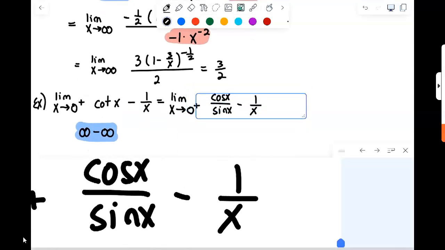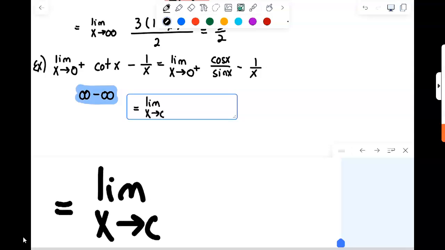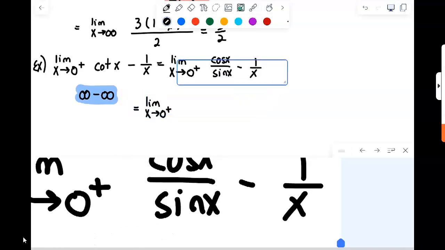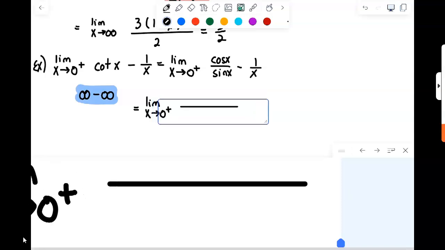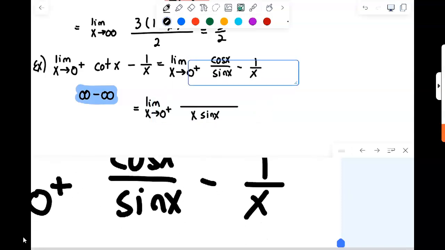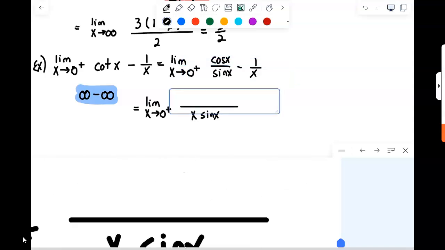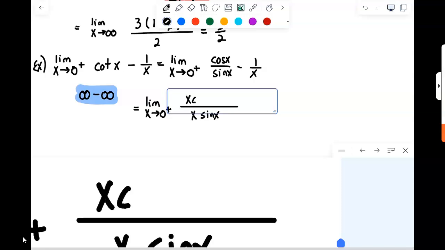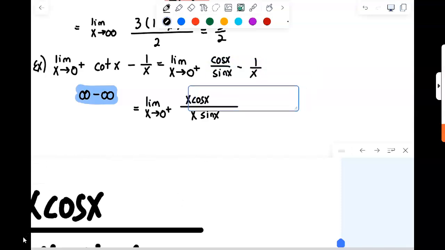So we want to get a common denominator. So we can do that. Limit as x approaches 0 from above 0. The common denominator for sine x and x would just be x sine x. Okay. So to build those new fractions, I would need an x to go with the cosine. And for the 1 over x, I would need a sine x there.